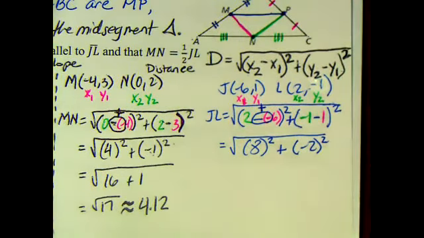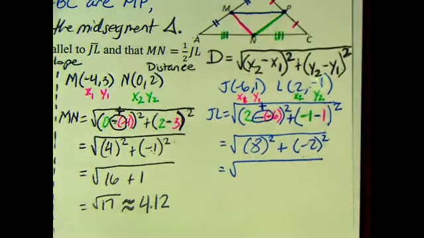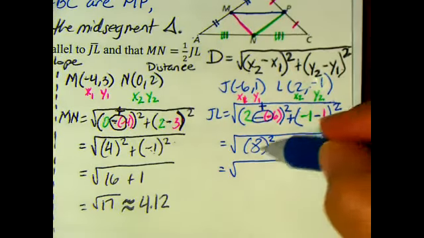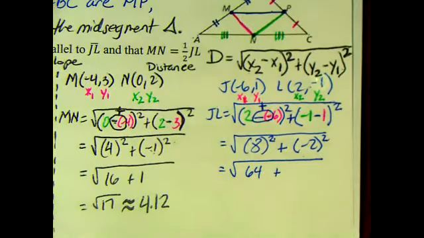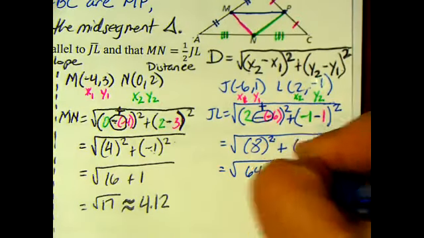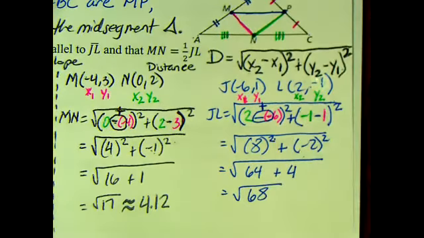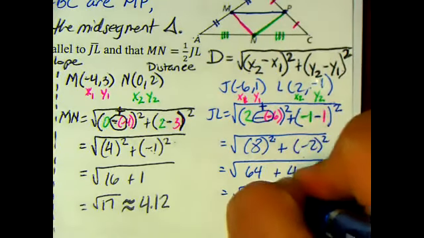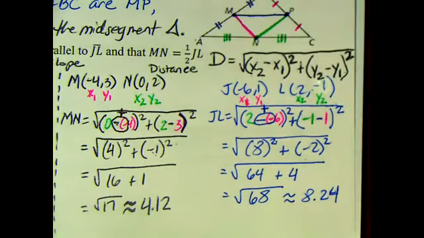And then we're going to square that too. It's a good thing we have this squared because it does something nice for us. It gets rid of these negatives. So 8 squared is 64 plus -2 squared. That's -2 times -2, which is going to be a +4. So this is going to be the square root of 68. The square root of 68 is approximately 8.24.